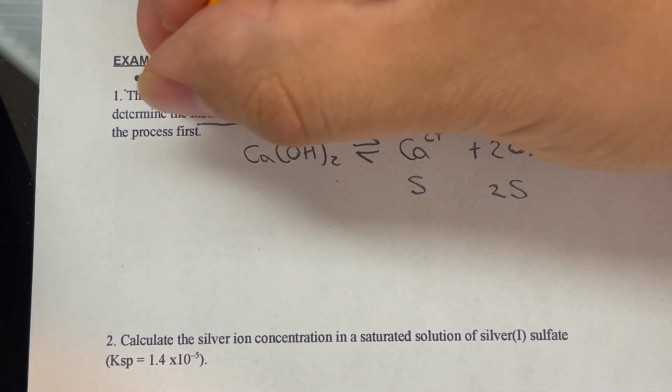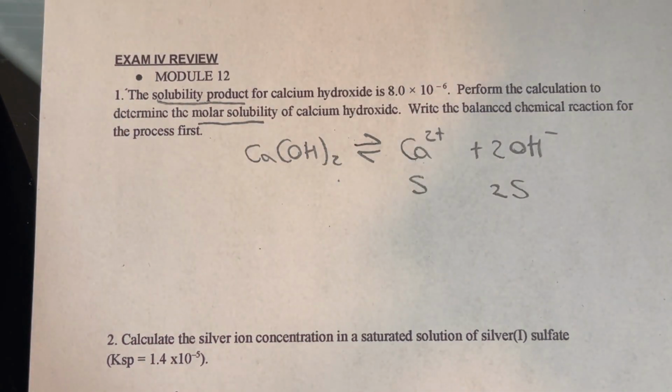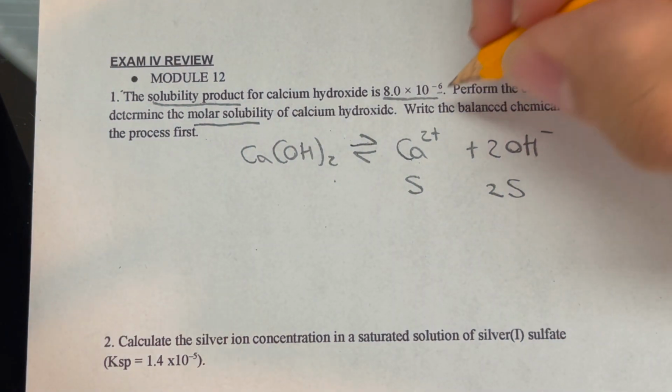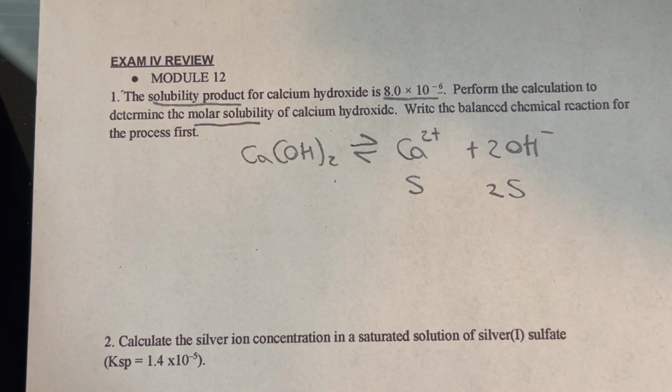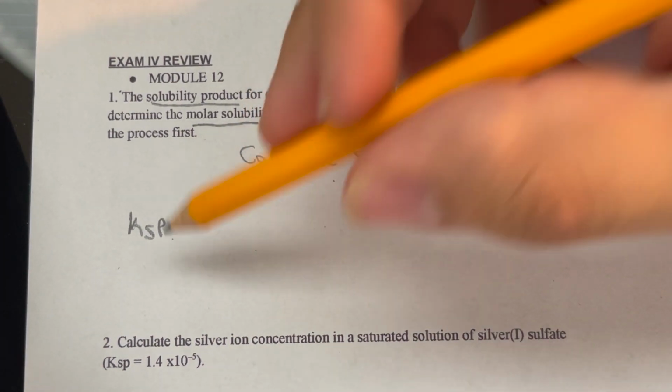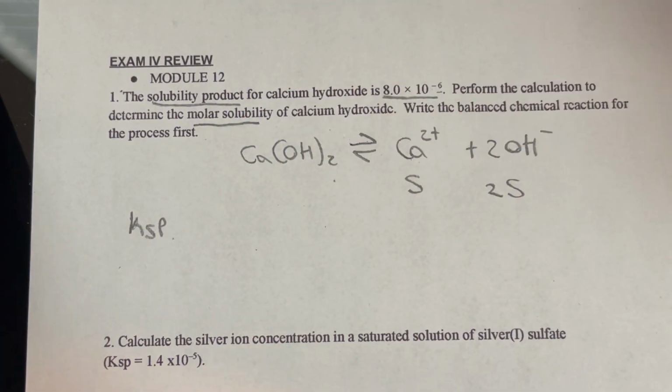We're also told we have a solubility product. This solubility product is going to tell us how soluble the compound is. We see that it's 10 to the negative 6. The solubility product is KSP. Since the KSP is low, right, it's times 10 to the negative 6, this is not soluble. Not that soluble, actually.